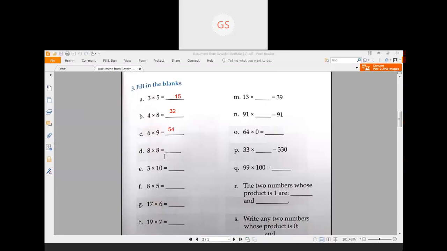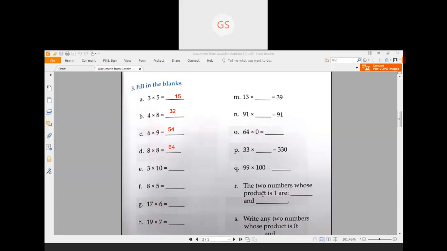Yashwant, D question. 8 8s are 64. Very good. 64. Yes. Okay. Next one. So, likewise, you can complete till Q question, isn't it, children? Likewise, you can complete till Q question later.